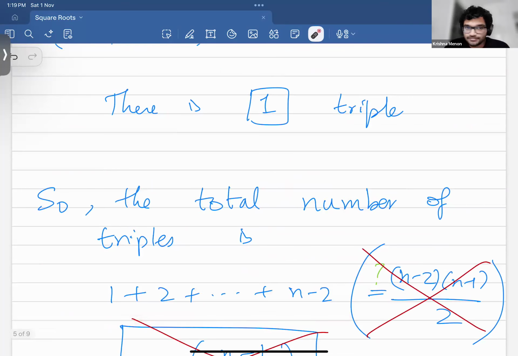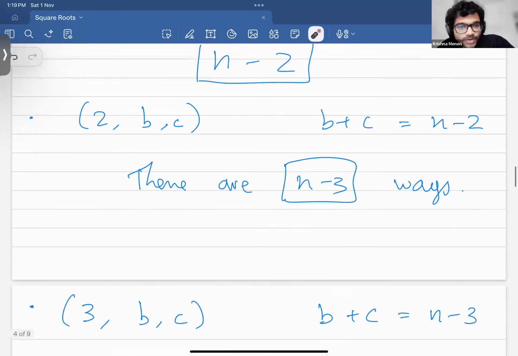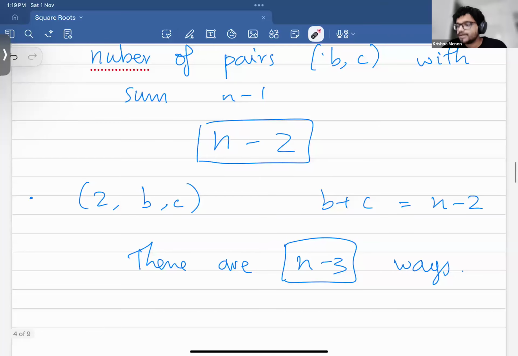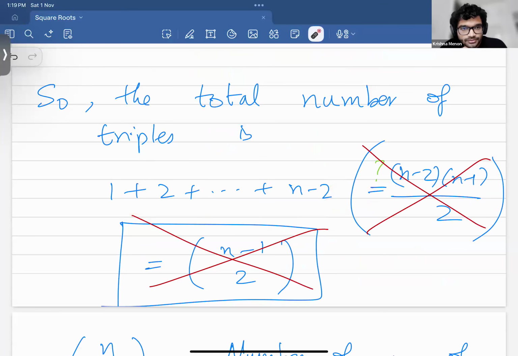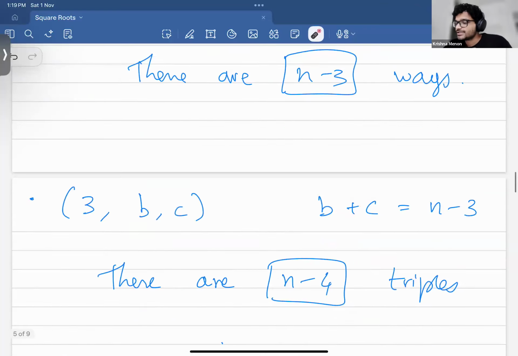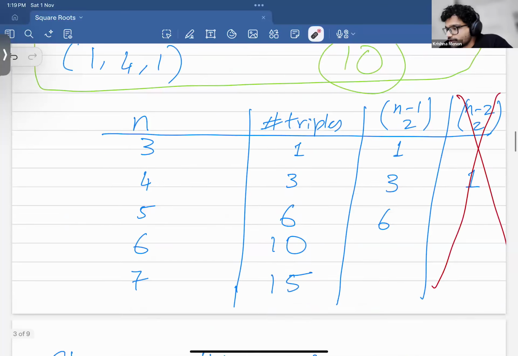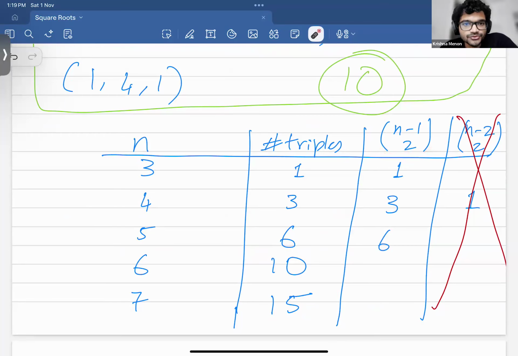Okay? So that is a completely valid proof and in fact a very good proof. So that gives you one answer, which is that the number of triples is 1 plus 2 plus 3 and so on up to n minus 2. That gives you one answer. But of course, since you have already seen these binomial coefficients, some of you suggested that n minus 1 choose 2 is the answer. Okay?